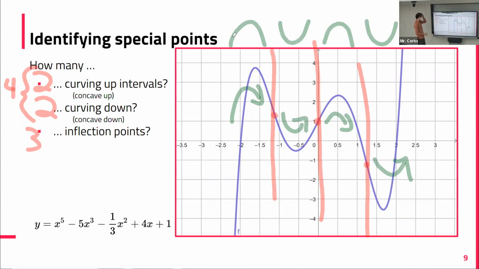All right, so 4 intervals total of curving up or down and 3 total inflection points. Also 4. So our exponent here was 5 minus 1, total 4 possible curving up or down intervals, 5 minus 2, maximum 3 inflection points. Lots of connections like that.